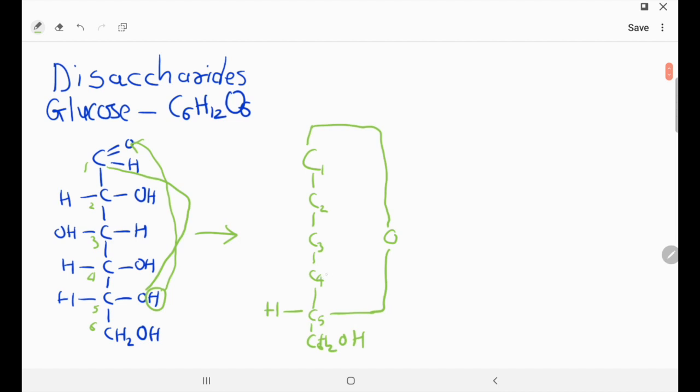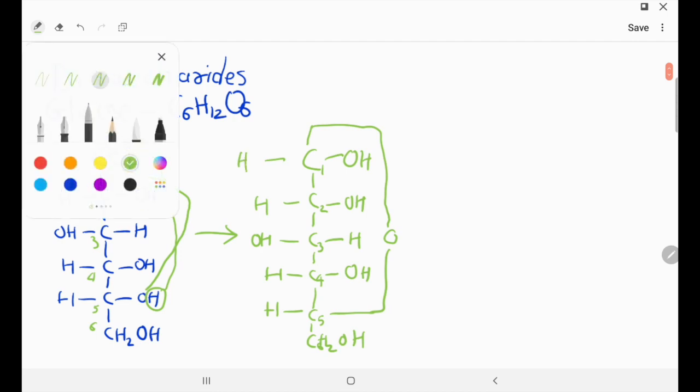On 4th carbon, OH, one H is here. On 3rd carbon, one H, one OH is here. On 2nd carbon, one OH, one H is there. On 1st carbon, H is added, so OH is formed. When H is added on this particular oxygen, OH is formed. Here I am using OH on the right hand side and H on the left hand side.